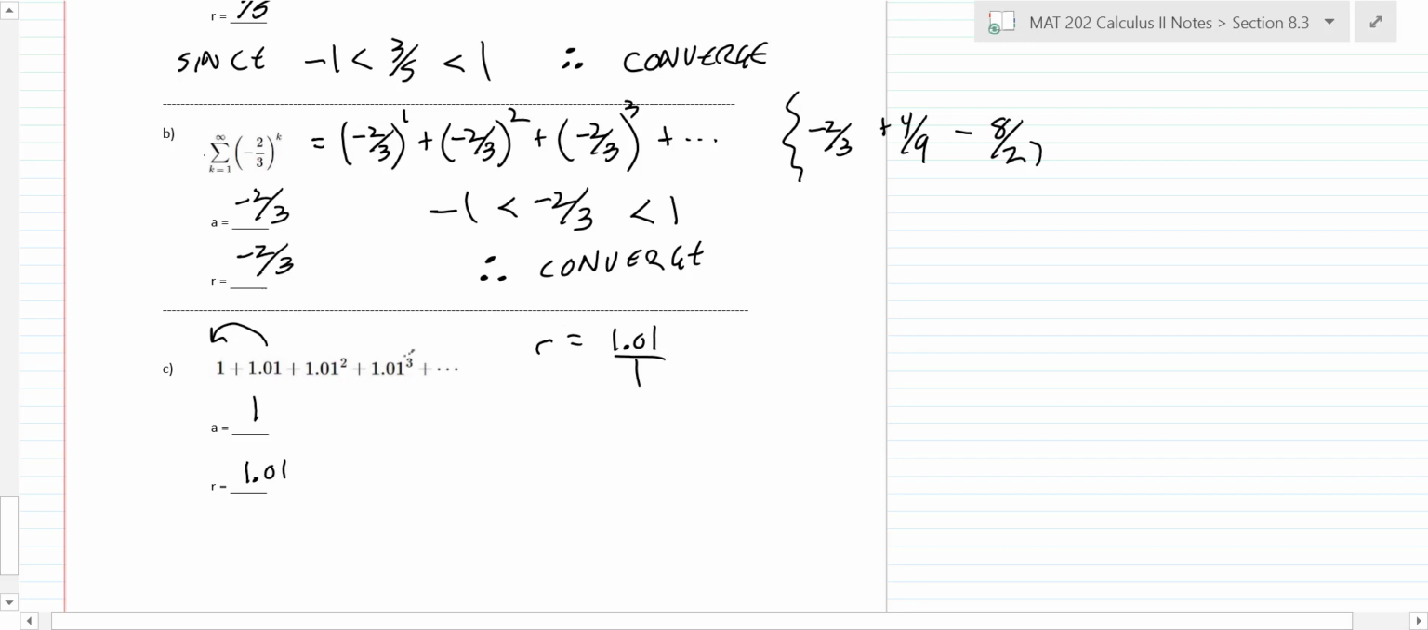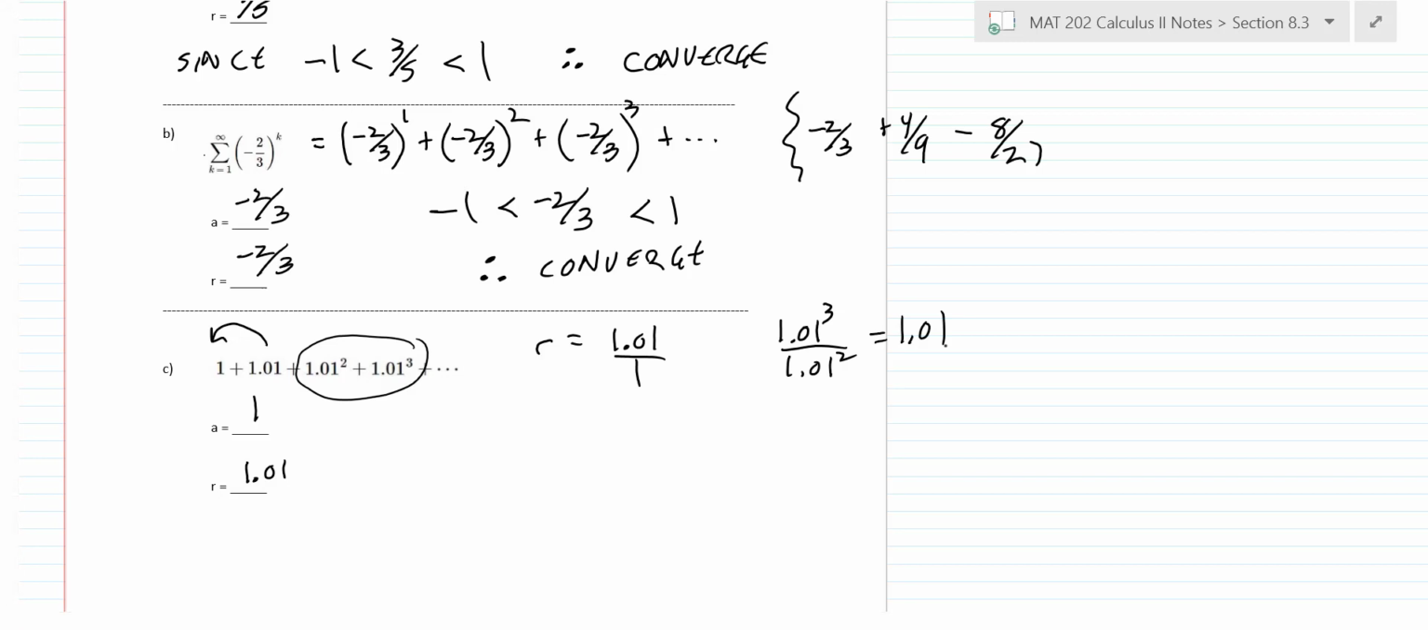You can pick any term. Like you could take these two terms. Look what happens. You would get 1.01 to the third over 1.01 to the second. You still get 1.01. That's what R is, a ratio of a term to the previous term. Okay, so would that converge or diverge?